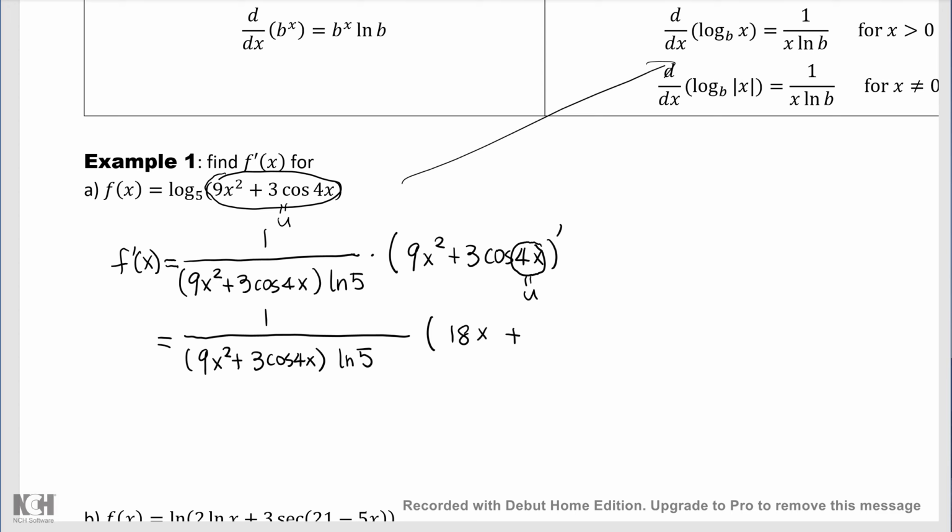So the constant multiple of 3 stays here. Derivative of cosine u is minus sine u, u is 4x, times u prime, which is the derivative of 4x. That is 4. Okay. So we can leave our answer like that, or you can combine the 3 and 4 and the negative to be minus 12 here. That's fine with me. You can leave it like that.